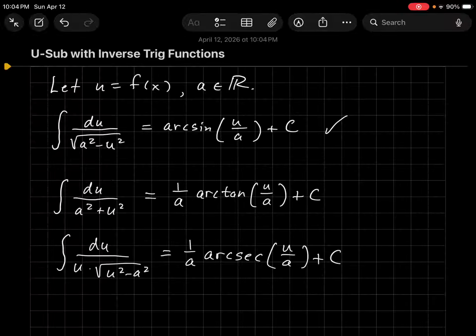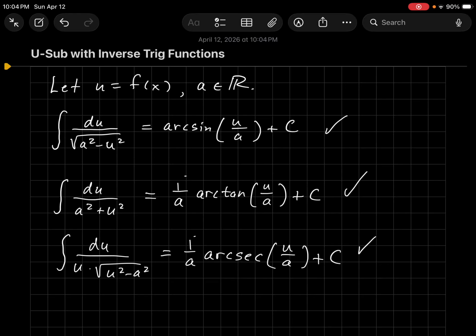The integral of du over a squared plus u squared is 1 over a arctan of u over a plus c. Notice the extra 1 over a here. And the integral of du over u times root u squared minus a squared is 1 over a times the arcsecant of u over a.